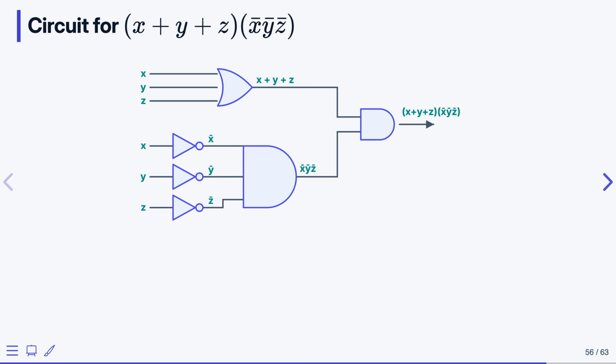One small aside. This circuit always outputs 0. By De Morgan, bar x bar y bar z is exactly the complement of x plus y plus z, so the AND gate on the right is handed some value, and that same value complemented, and anything times its own complement is 0.